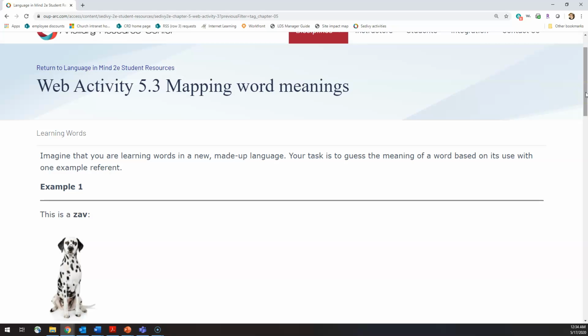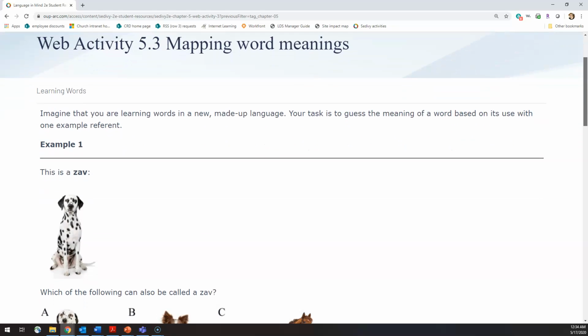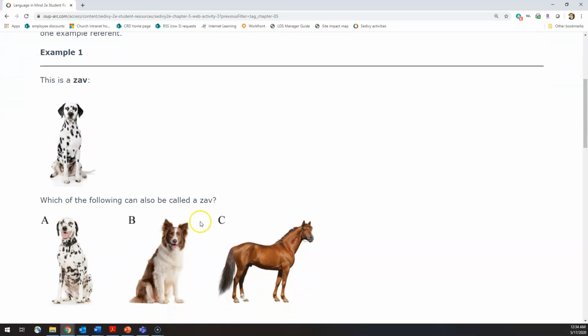As an infant, what do you use that word to refer to? The next time you see an object like this, do you use the word Zav? What about if you see this? What about if you see this? When can you use the word Zav? Is it appropriate in the first, second, third contexts? Just the first two? Just the first one? Take a moment, think about it. What would you say?